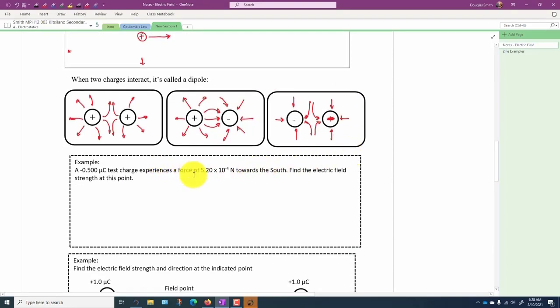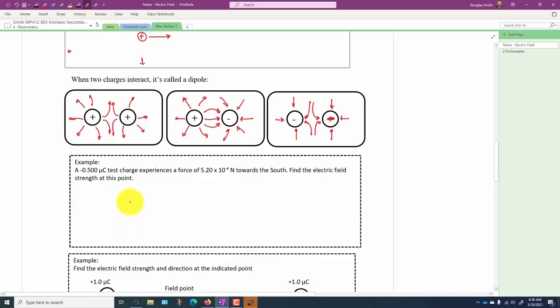Okay, another word problem. Test charge experiences a force towards the south. Find the electric field strength at this point. We have a test charge here, and it's a negative 0.5 microcoulomb test charge. It's experienced a force downwards like this. We know that is equal to 5.2 times 10 to the negative 4 newtons. And the question is, what's the field strength that's causing that sort of force?